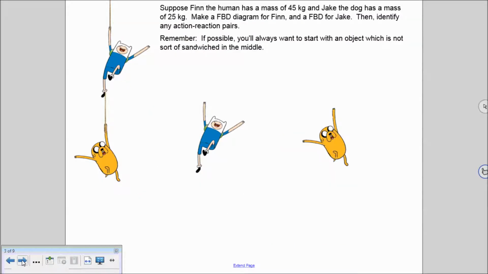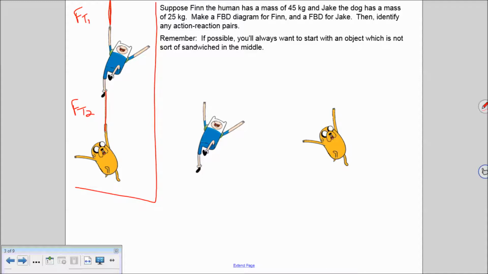This time it's almost the exact same thing. Again, everybody's sitting at rest. What we've got here is this rope tied to the ceiling. This is a rope if you can't see it. There's going to be a tension force pulling up there. We'll call that tension 1. Then there's this other rope connecting the dog, Jake, to Finn the human. We'll call that force of tension 2. We want to make a free body diagram.